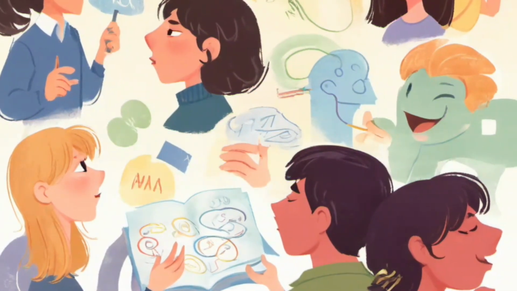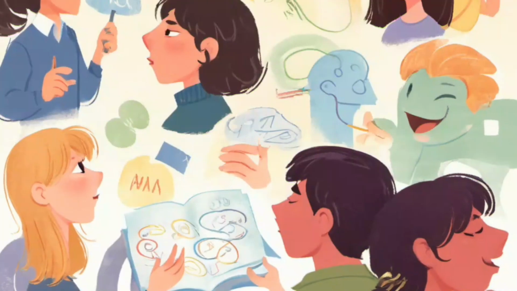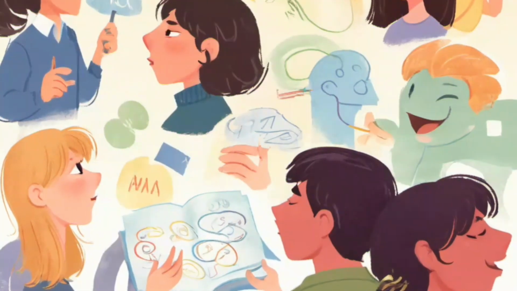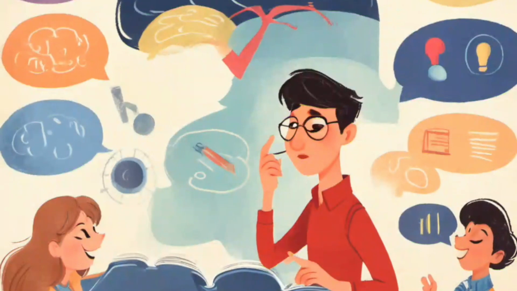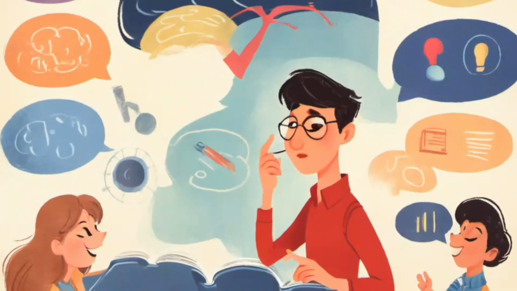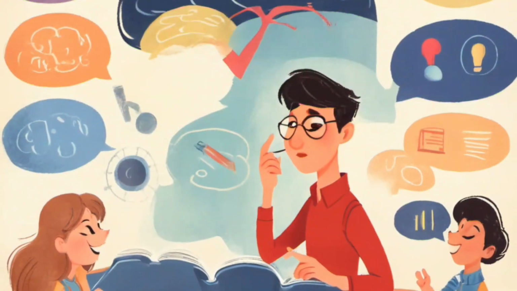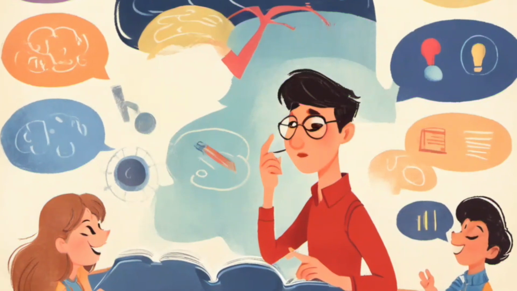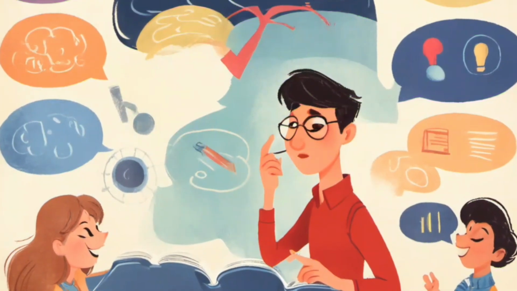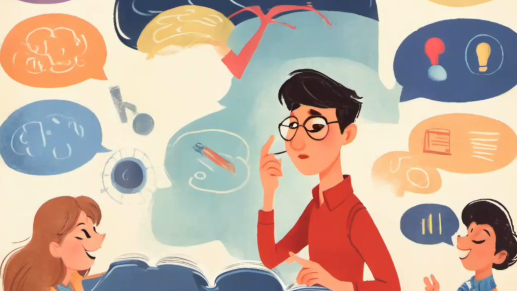It's important to note that memory is not a single, monolithic process but rather a collection of different systems and types of memory that interact in complex ways. Additionally, the study of memory is an ongoing field of research, and our understanding of the brain's memory mechanisms continues to evolve.